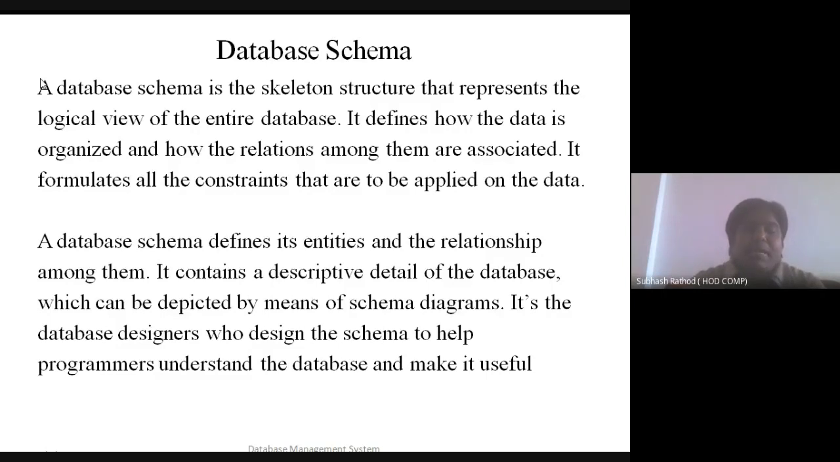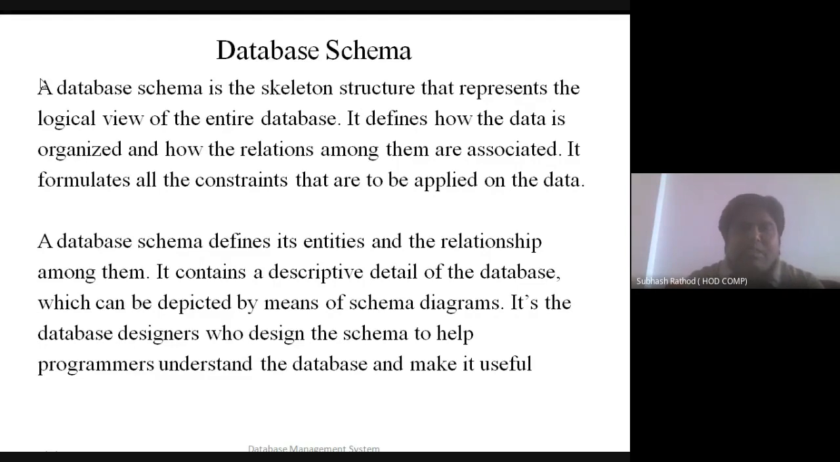A database schema defines its entities. What is an entity? I will elaborate later on, if time permits today. A database schema defines the entities and the relationships among them. Very important. It contains a descriptive detail of the database, which can be depicted by means of a schema diagram. It's the database designer who designs the schema to help programmers understand the DBMS and make it useful.